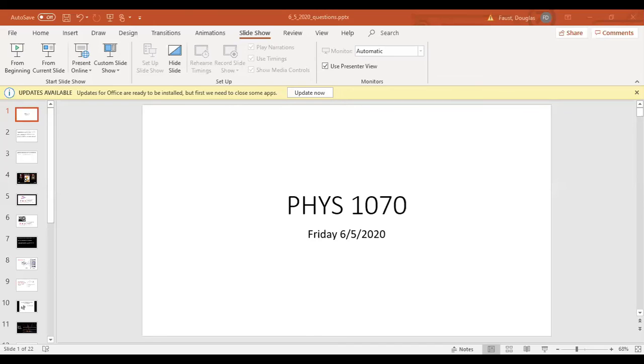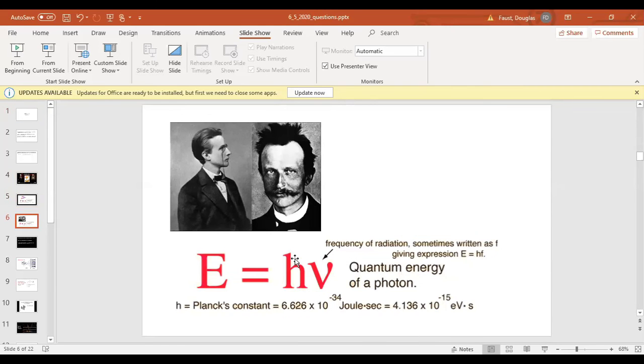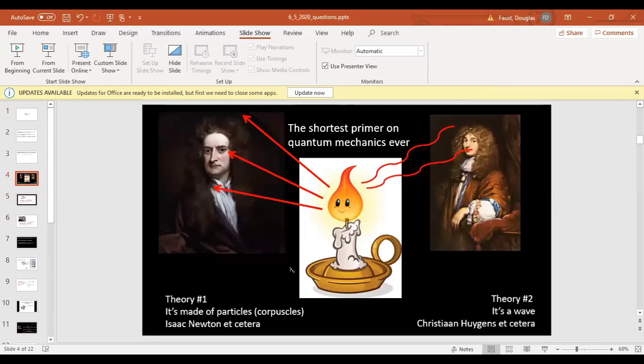I just want to do the last part of the tiny primer on quantum mechanics. Again, this is all you really need. There's so much richness in quantum mechanical behavior. The idea in general is that everything has this dual nature. Light acts like waves and particles. The particles are called photons.